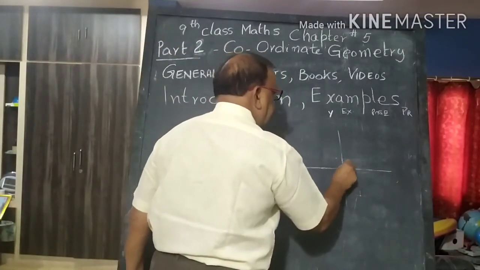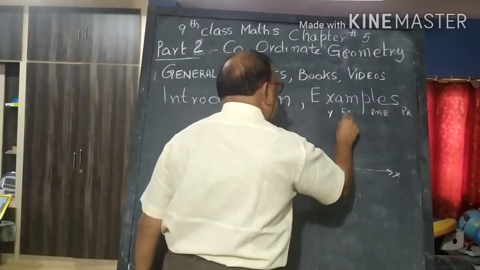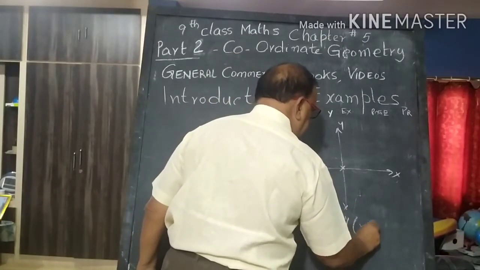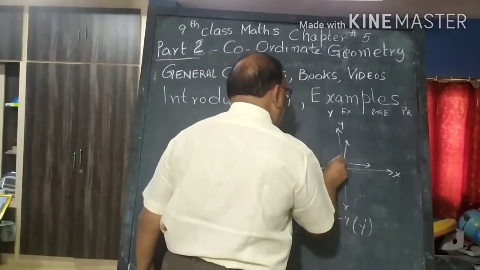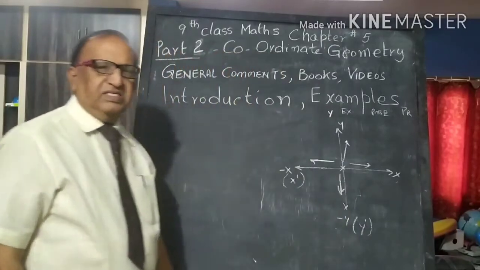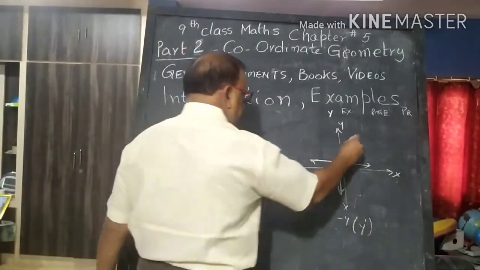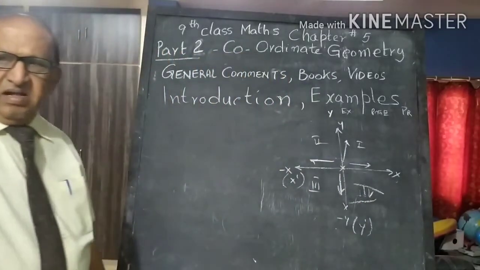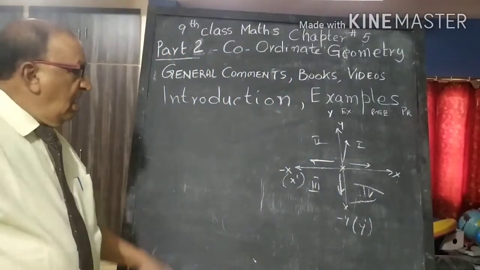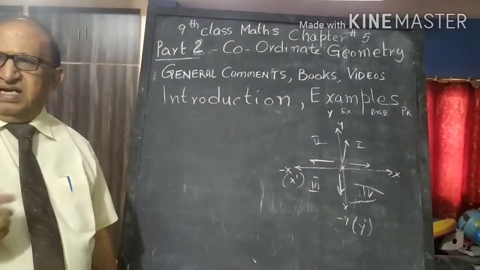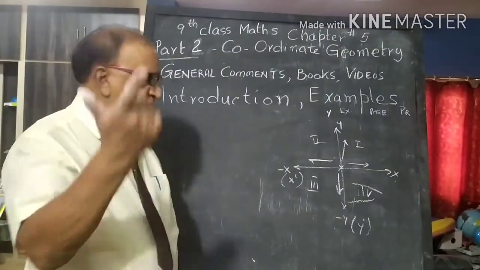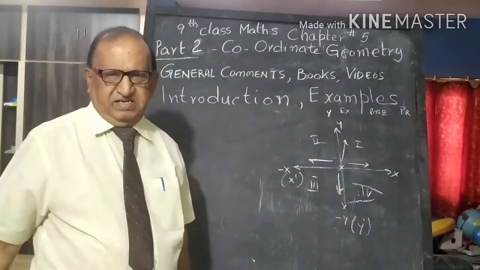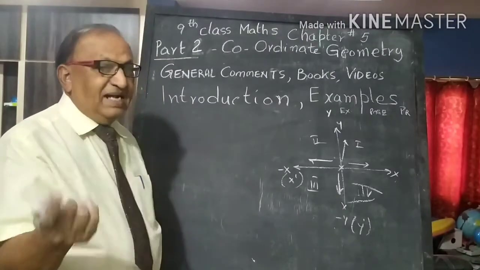As long as you know, in summary, this is the origin, this is x-axis, this is y-axis, this is minus x, or sometimes x-dash, this is minus y, or y-dash. This is all positive, here this is all negative. This is the first quadrant, this is the second quadrant, this is third quadrant, and this is fourth quadrant. As long as you understand the coordinate system, it's a piece of cake, it's not difficult.